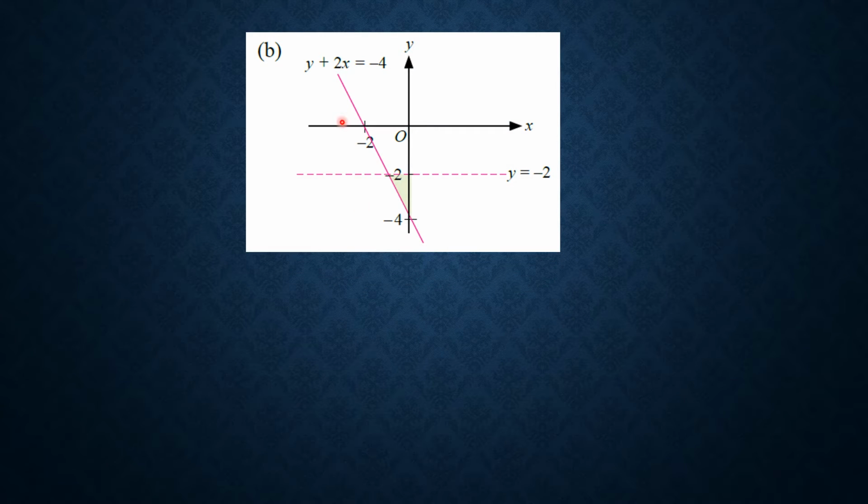Next we look at part B. Given the lines, first we look at where the region is, the border of the region. Here there is y equal to -2. Then this one, the y-axis, is x equals to 0. Then this line, y plus 2x equal to -4.